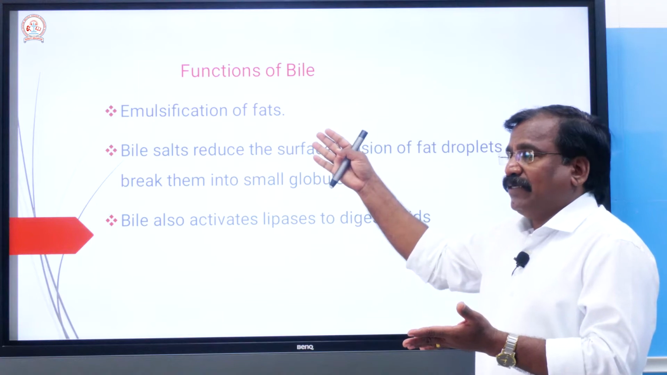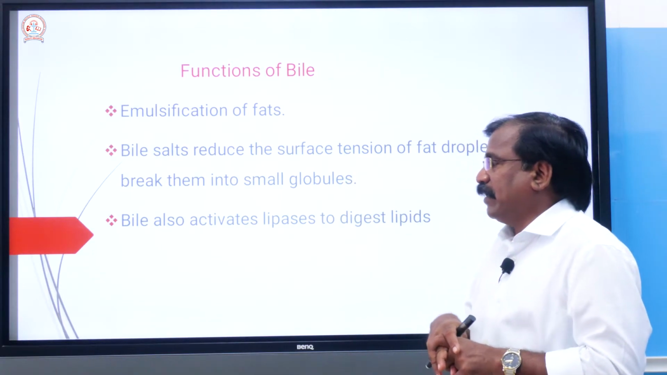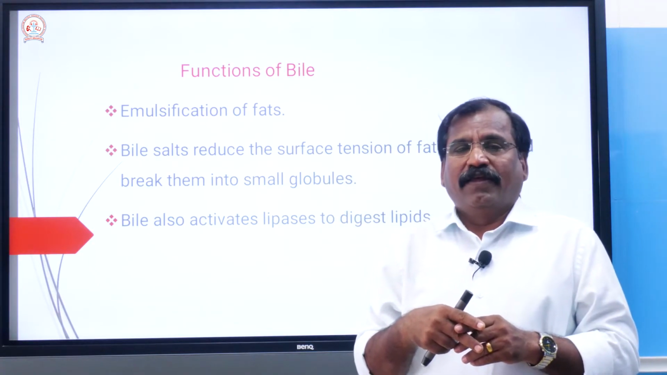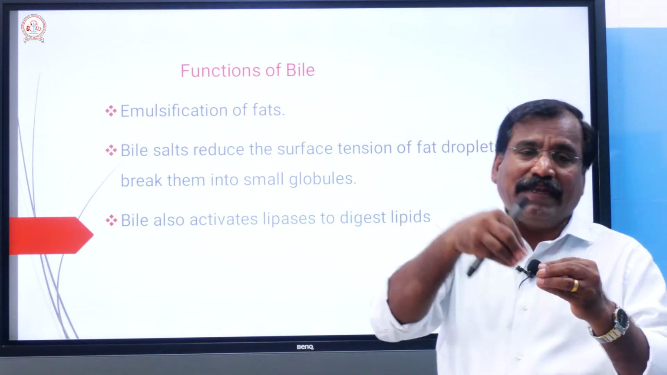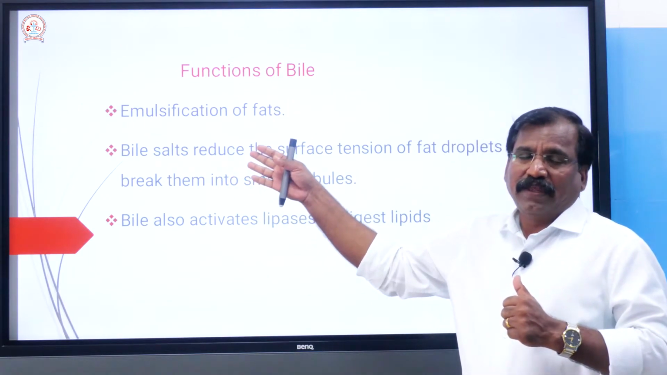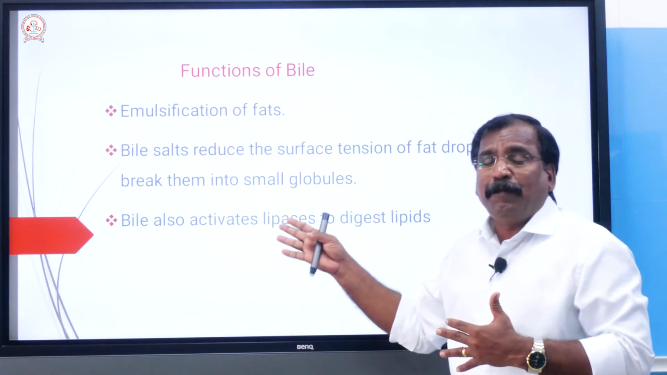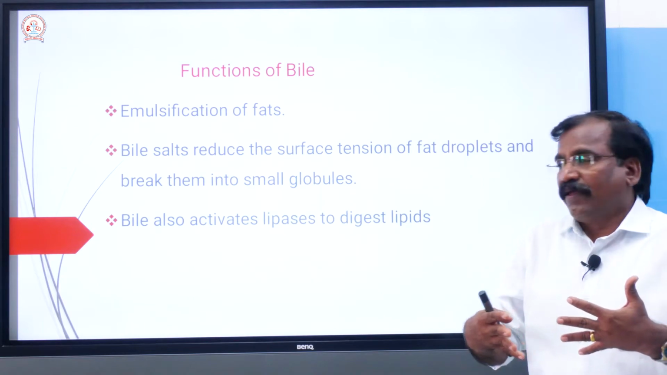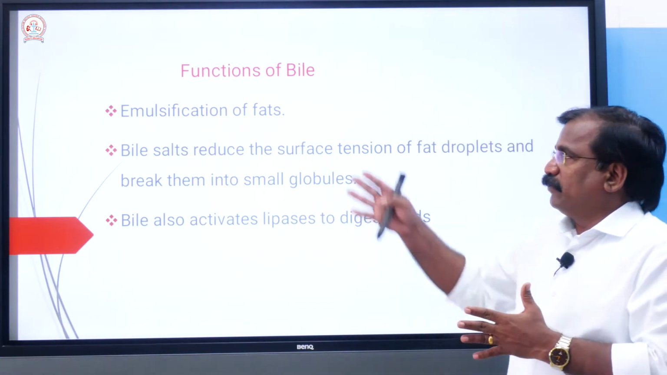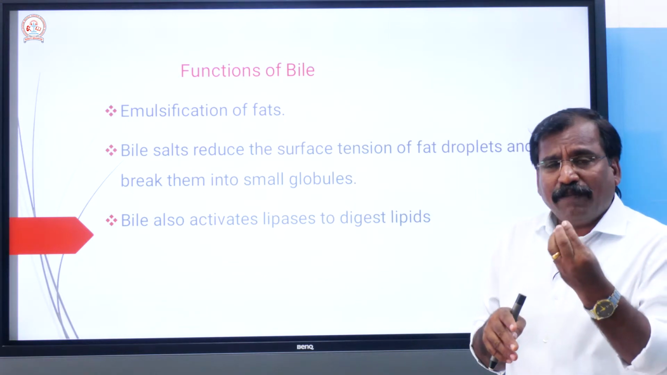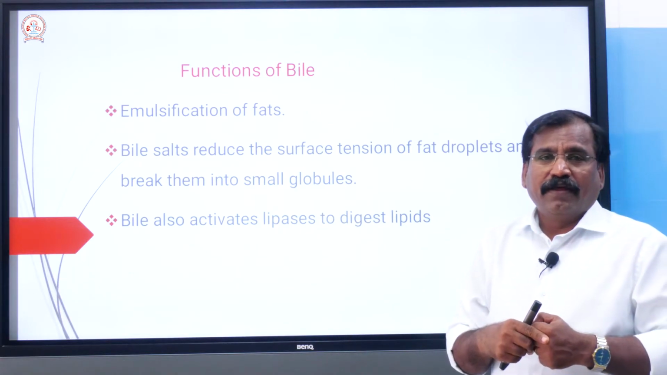As a result, the fat substances are converted into small fat globules, so the lipases can act upon the lipids. The enzyme which acts on fat and digests it is called lipase. Because of emulsification, bile facilitates the action of the lipases, so they act freely and easily digest the lipid. Without emulsification, lipases cannot act on the lipid and are unable to digest it.